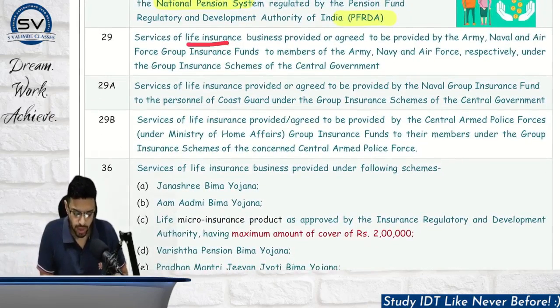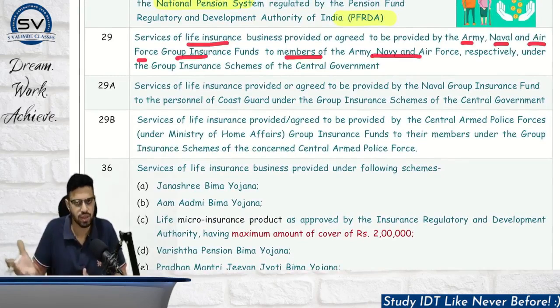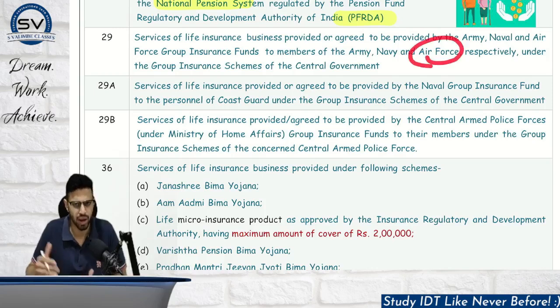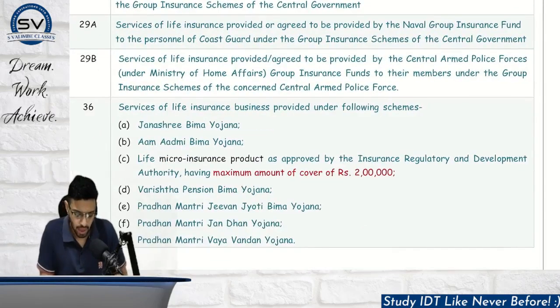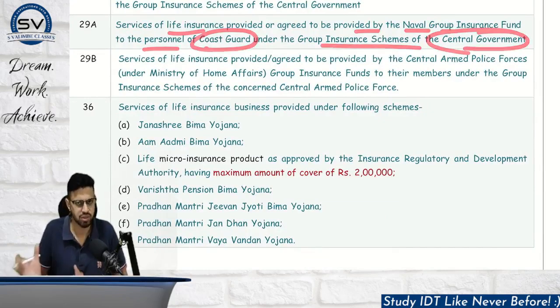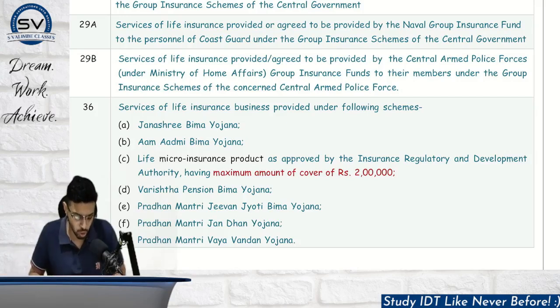Next, services of life insurance provided by Army, Naval, Air Force group insurance funds to the members of the Army, Navy and Air Force. So this is happening under government. Life insurance provided or agreed to be provided by Naval Group Insurance Fund to the personnel of the Coast Guard, under again a scheme of central government. So this is specifically to the Coast Guard.